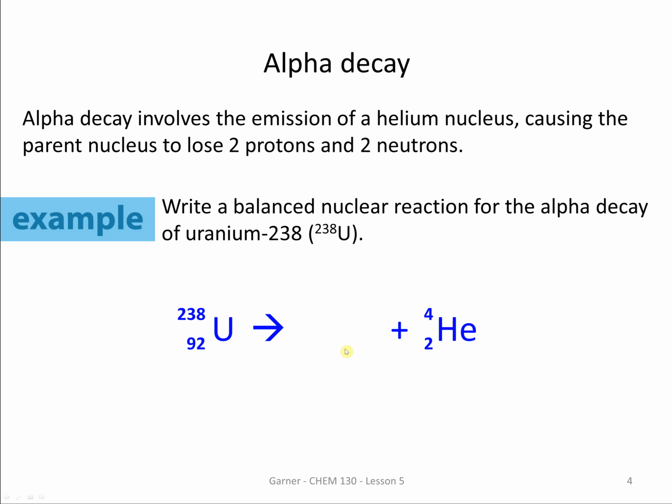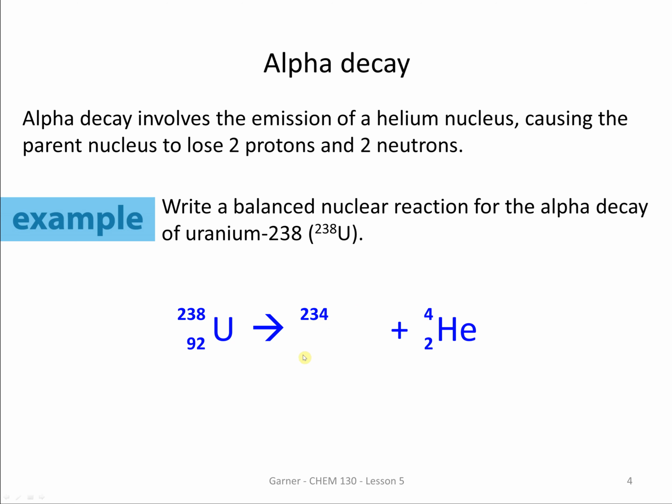Again, we know that the sum of the mass numbers and the sum of the atomic numbers must be balanced on both sides of the reaction equation. So we can use that principle to figure out what the mass number of our other product would be. In other words, whatever the mass number of the material here is, plus the mass number of our helium-4, is going to add up to give us 238. So whatever this is, plus 4 gives me 238. That means that the mass number of my product must therefore be 234. So 234 plus 4 adds up to 238.